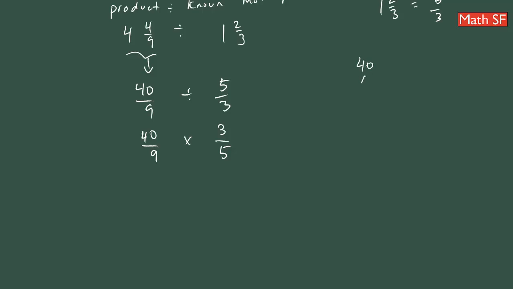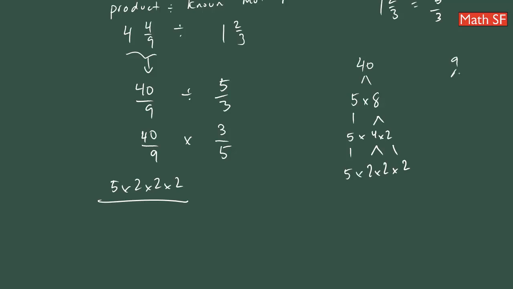writing this 40 as a product of prime numbers, which is 5 times 8, and 8 can be written as 4 times 2, and this 4 can be written as 2 times 2, and bring this 2 down. So instead of writing 40, we're going to write 5 times 2 times 2 times 2 over 9, which is 3 times 3, and this 3 is a prime and this 5 is a prime.